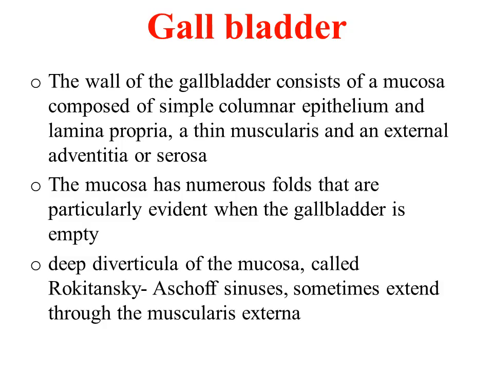The mucosa has numerous folds. That's a characteristic of the gallbladder. The mucosa has numerous folds that are particularly evident when the gallbladder is empty. The deep diverticula of the mucosa are called Rokitansky-Aschoff sinuses, which sometimes extend through the muscularis externa. These are diverticula of the mucosa of the gallbladder, and they can extend even into the muscularis externa.